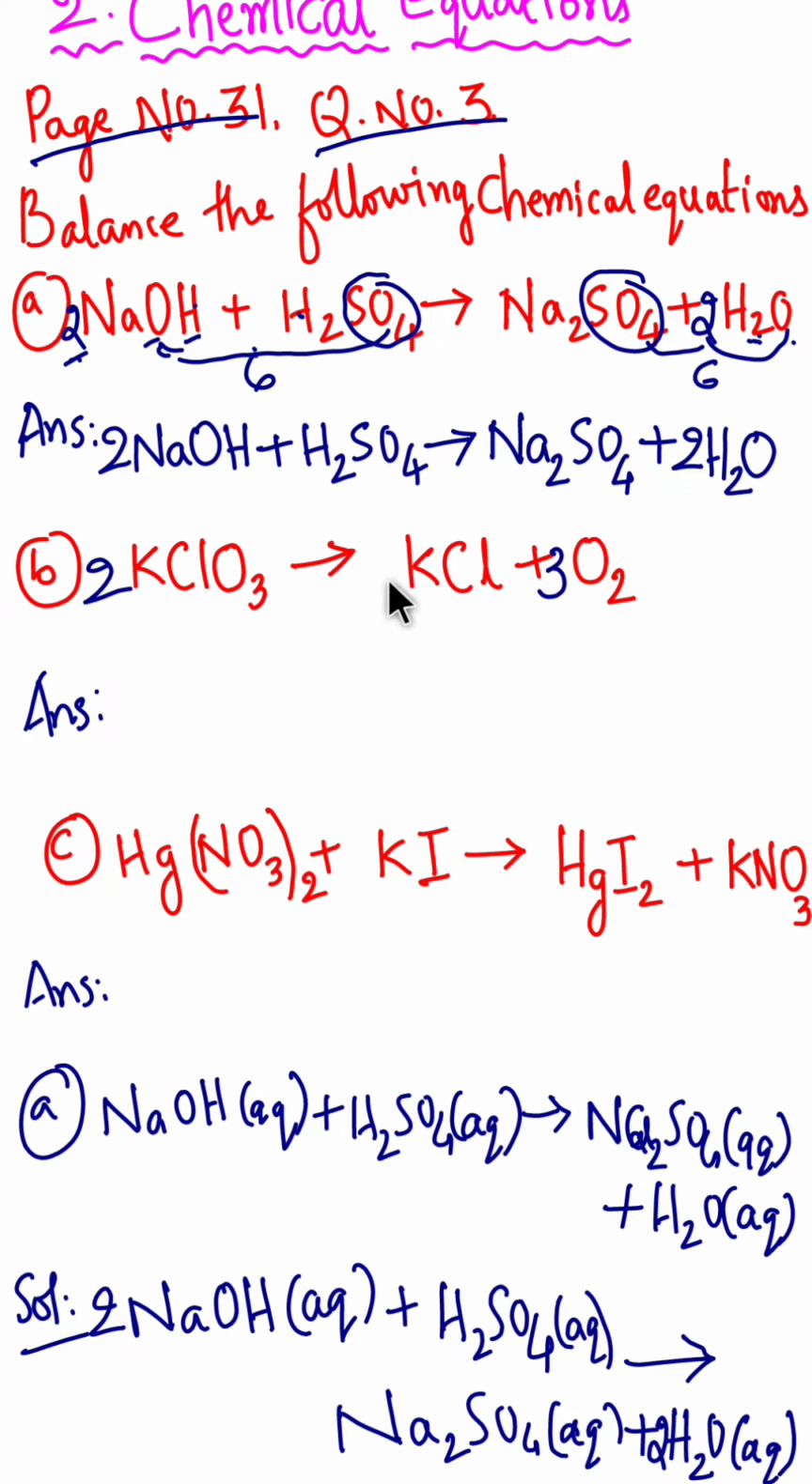Here 1 KCl is there. What will I write here? 2. So 2 KCl. Yes, it is balanced. 2 KCl, 2 KCl. 2 3's are 6 O's and 3 2's are 6 O's. Finished. So the same thing here we will write.